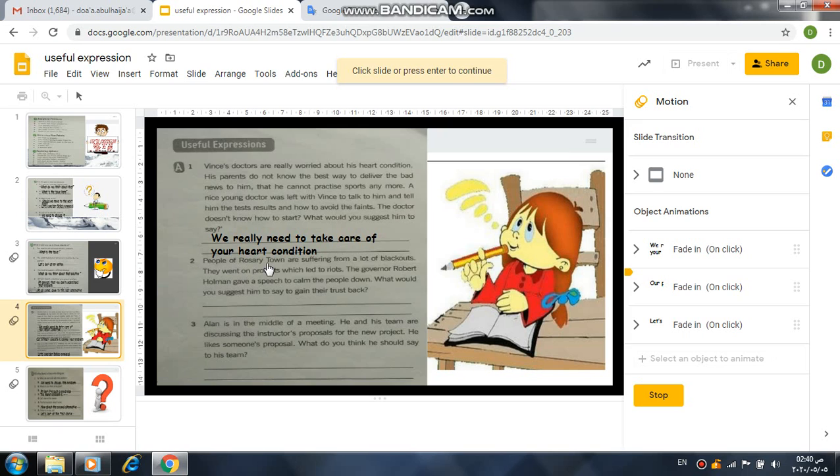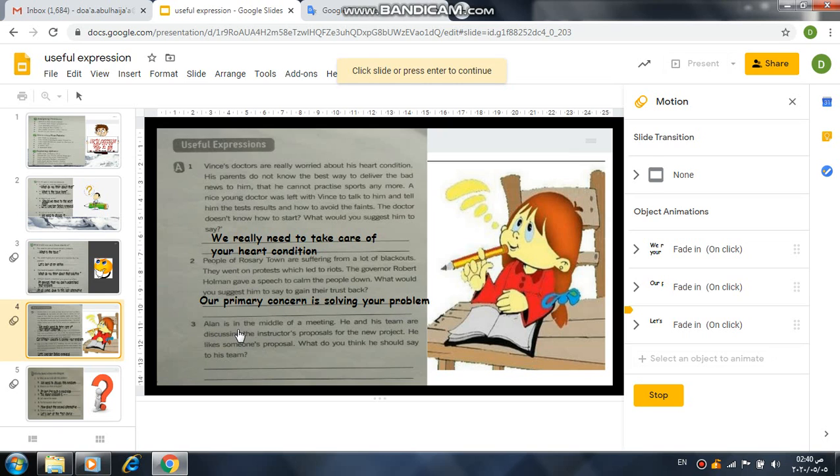Number 2, people at Rosary Town are suffering from lots of blackouts. They went on protests which led to riots. The governor, Robert Holman, gave a speech to calm the people down. What would you suggest him to say to gain their trust back? I think we will also use number 1, analyzing the problem: our primary concern is solving your problem, because they need their problem solved.